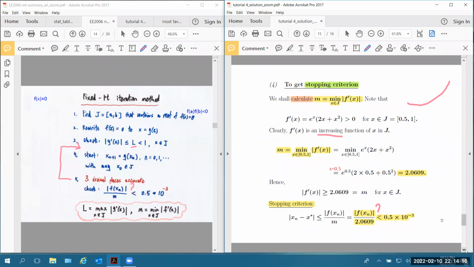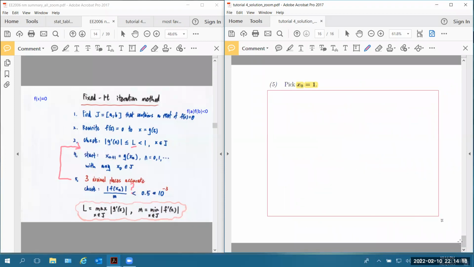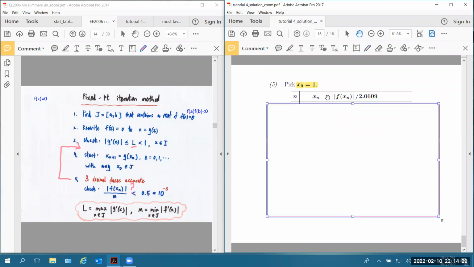Okay, let's go and tabulate. I need to pick an x naught, right? So here I pick 1. Our interval is 0.5 to 1. The only reason I pick 1 is because it's a simple number, right? So I have my n, my xn. This is my stopping criteria, the one that I need to check. Here I didn't bother to check. I go to the next one, then I check.